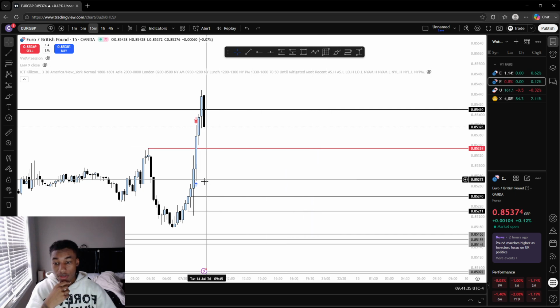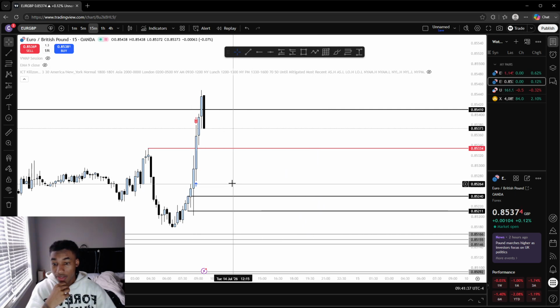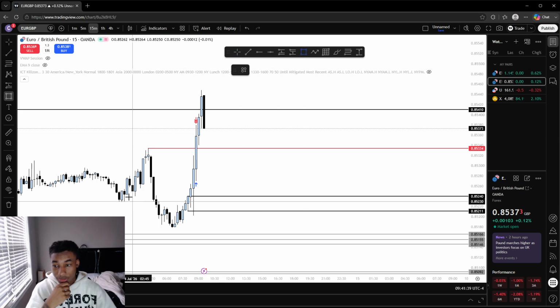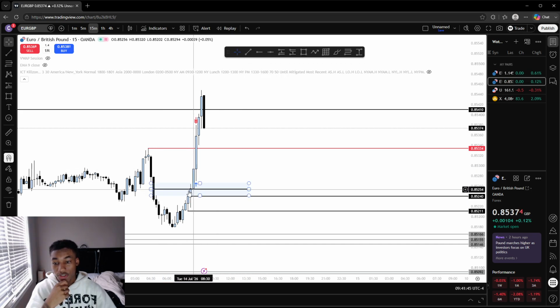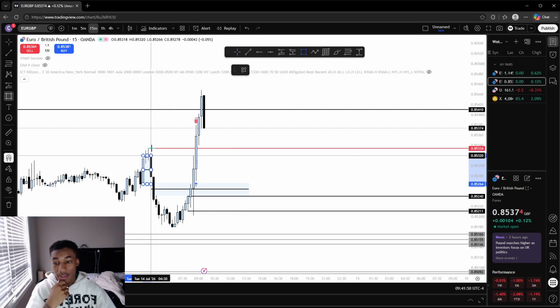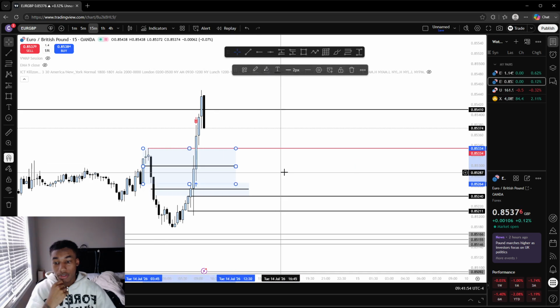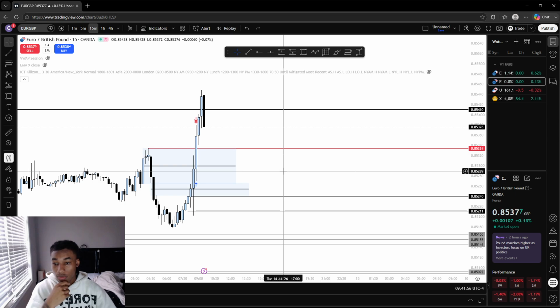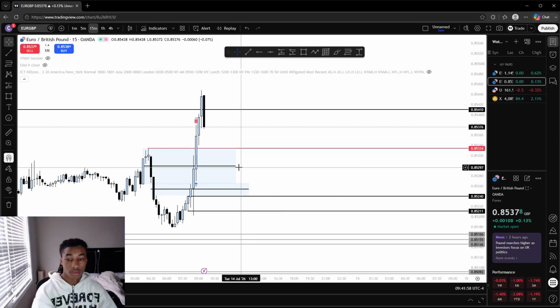So we get our break of our 15-minute high, right? And also, if you look over here, we got a break of our 15-minute high, and price also closed above consequent encroachment on this 15-minute bearish fair value gap. And we also have a bearish order block right here, right?